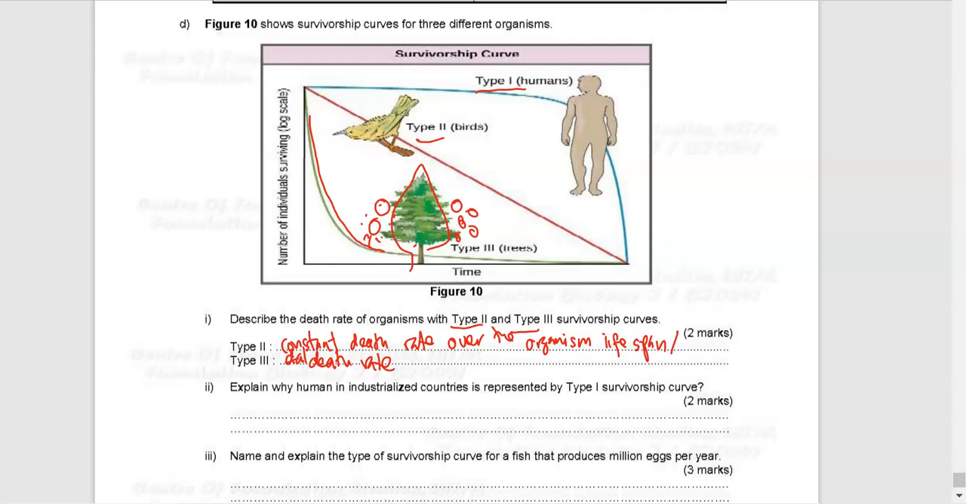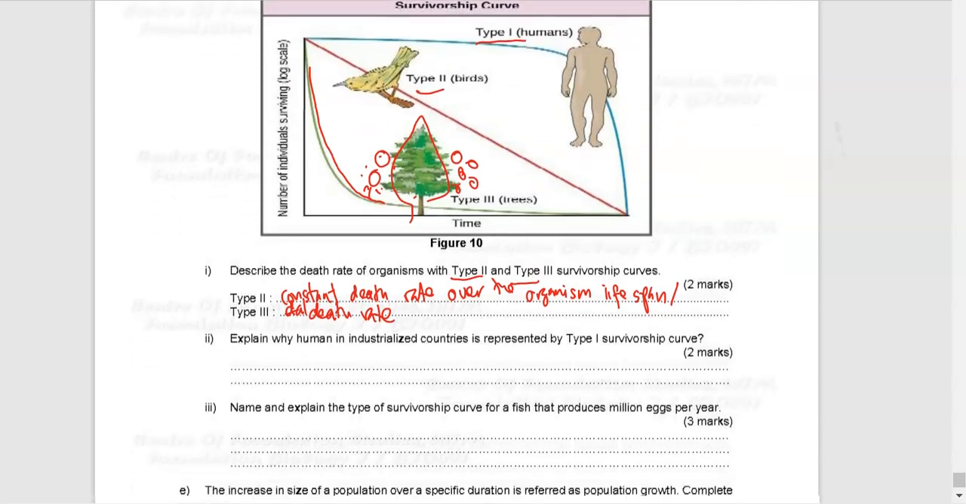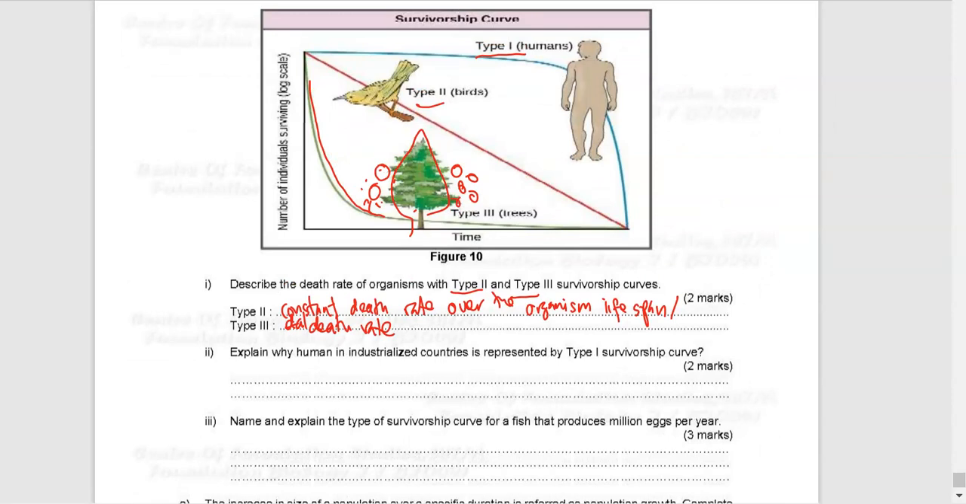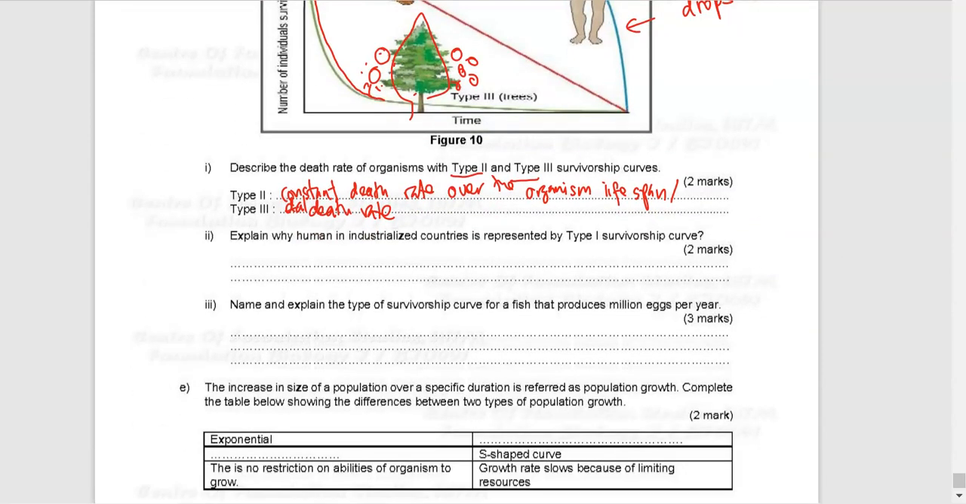the human body will be prone to certain diseases, kan. So when human reach an older age, the human will experience a higher death rate. Okay, so here it experience drops. Okay, drops steeply as death rate increase among the older age group.